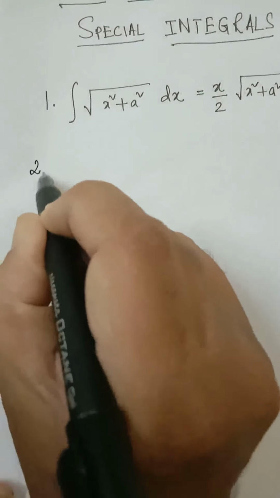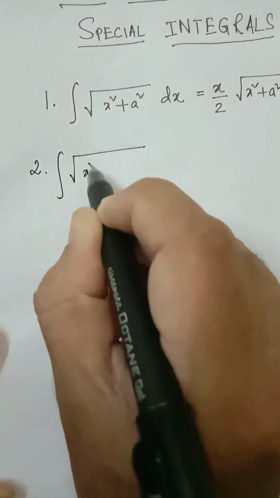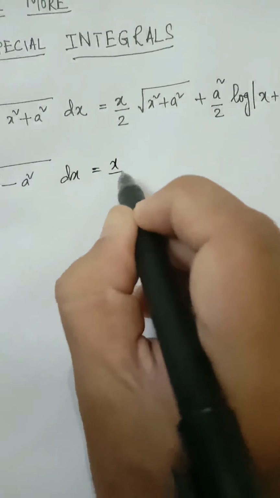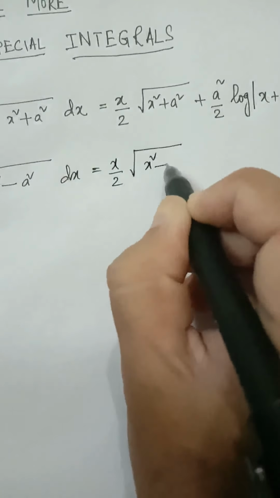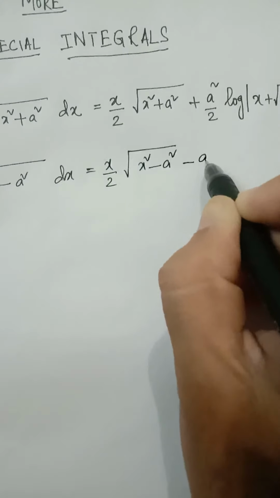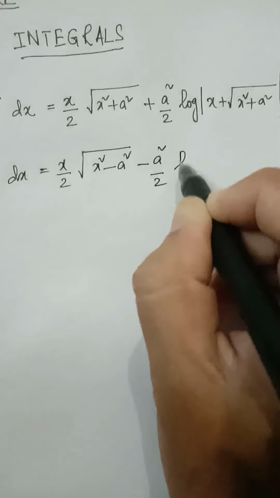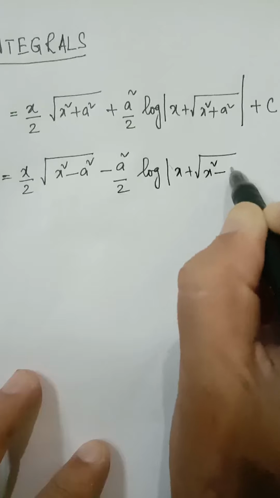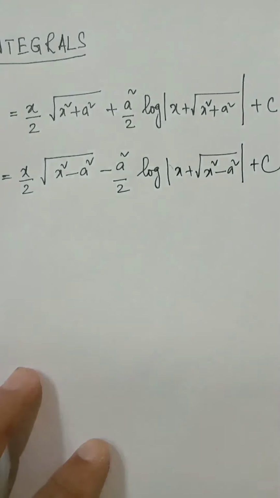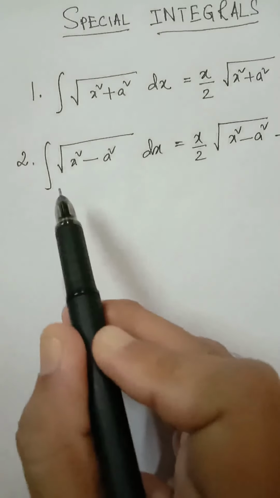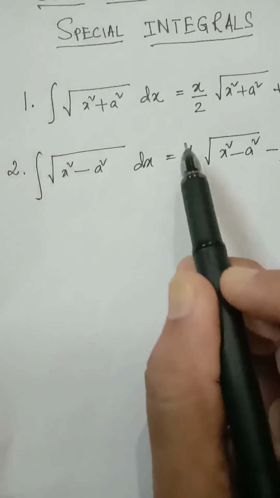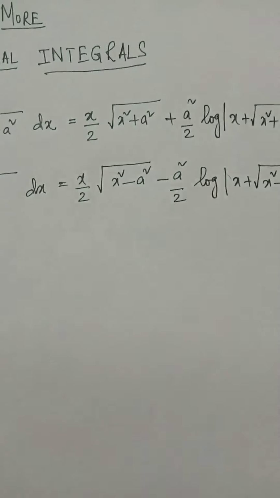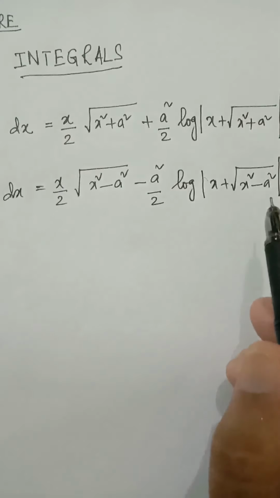Number 2, integration of root over x square minus a square dx is equal to x by 2 root over x square minus a square minus a square by 2 log of x plus root over x square minus a square plus c.